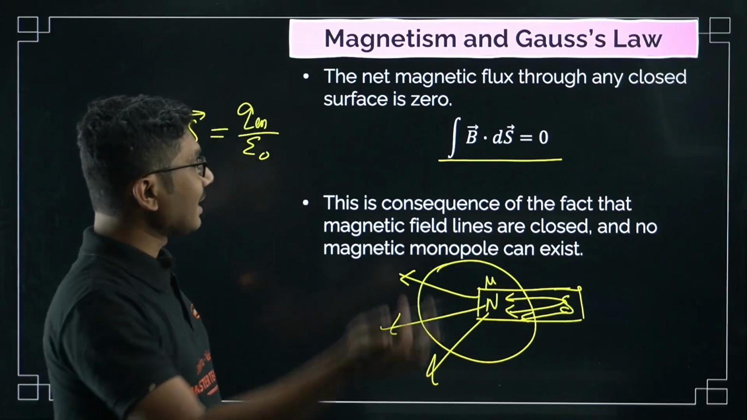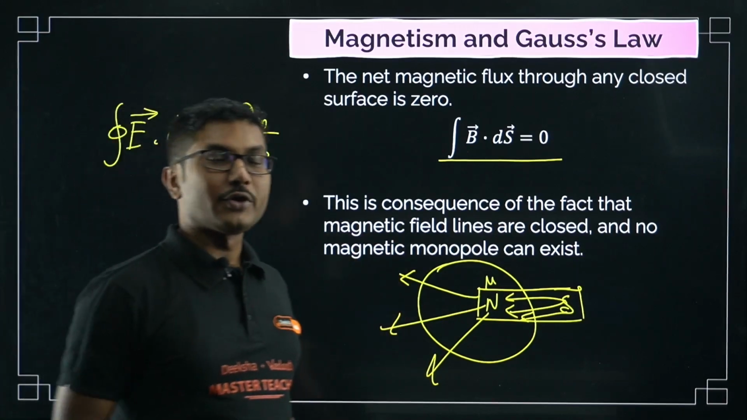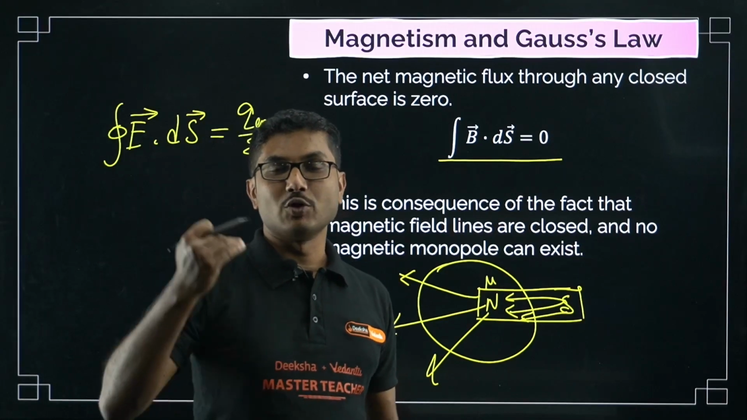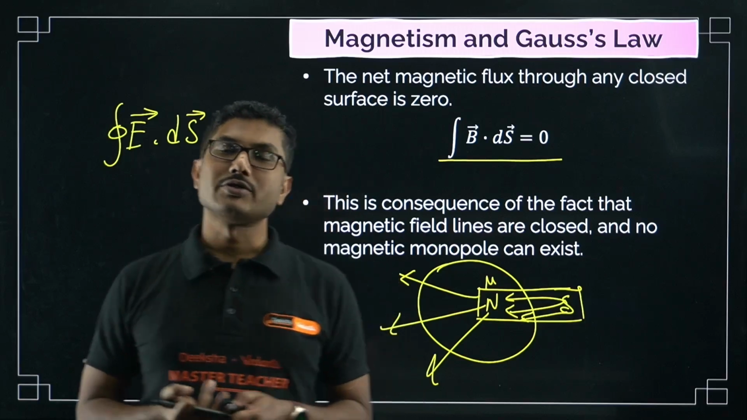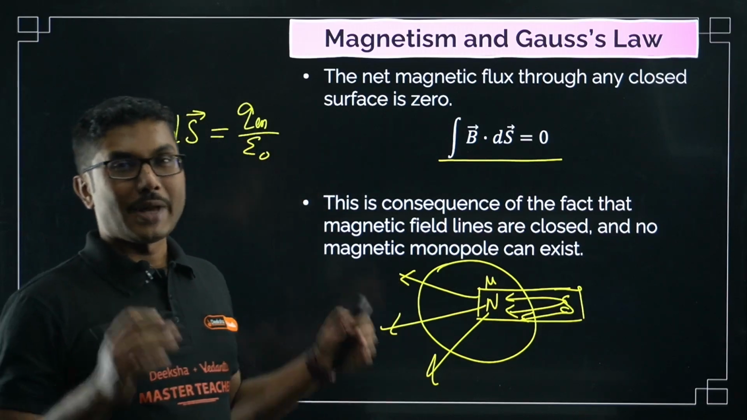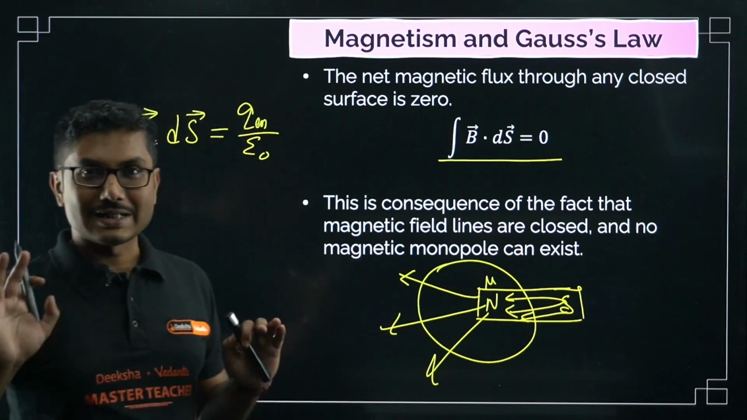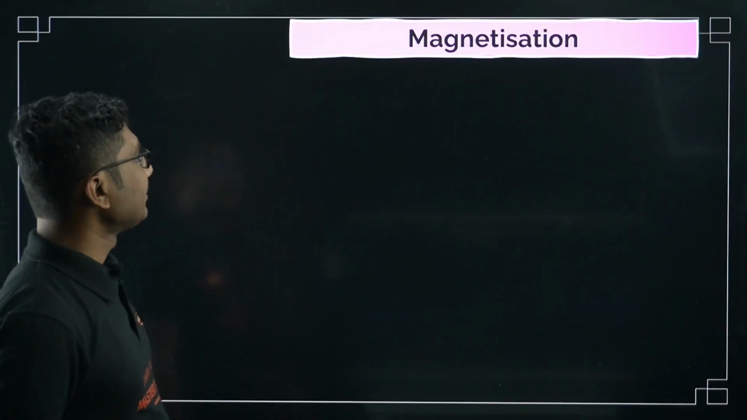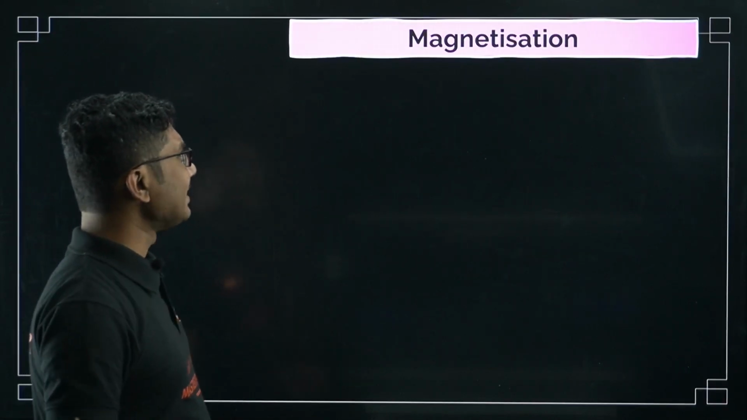Sometimes they ask you which of the following is a consequence of Gauss's law of magnetism, or which shows that monopoles do not exist. So you have to identify that magnetic monopoles do not exist. That is the consequence. Next is magnetization.